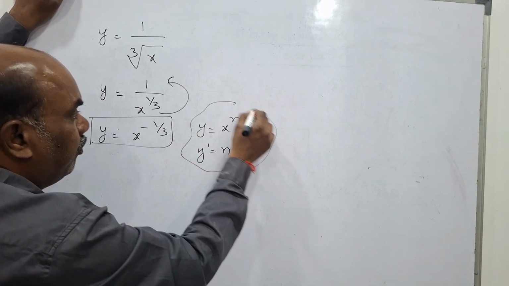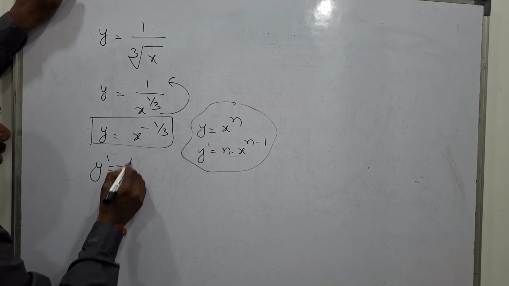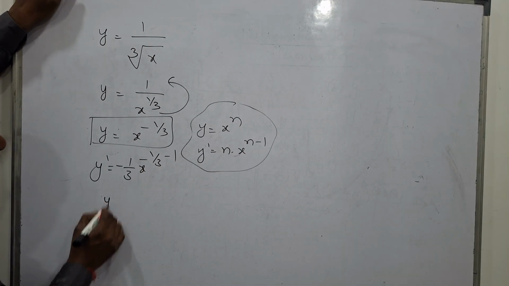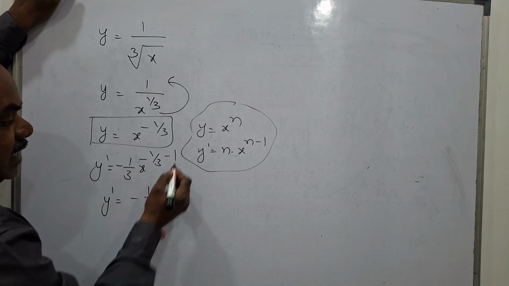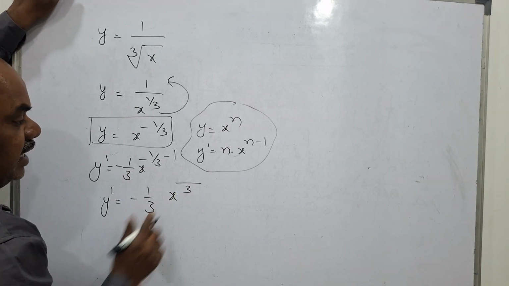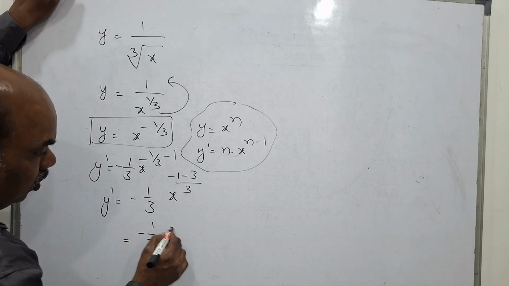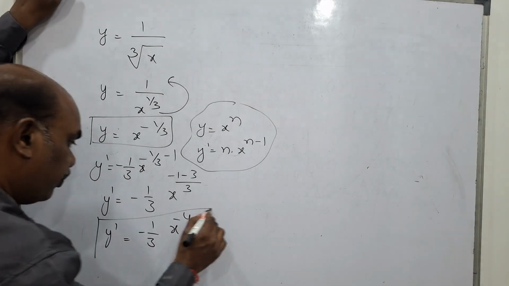This is the formula. Now y dash is equal to n into x power n minus 1, where n is minus 1 by 3: x power minus 1 by 3 minus 1. Y dash is equal to minus 1 by 3 into x power minus 1 by 3 minus 1. LCM is 3: minus 1 minus 3. So minus 1 by 3 into x power minus 4 by 3. This is the answer.